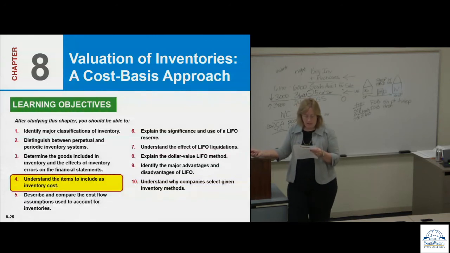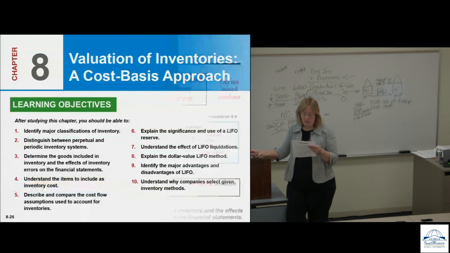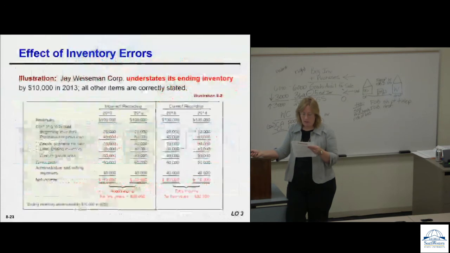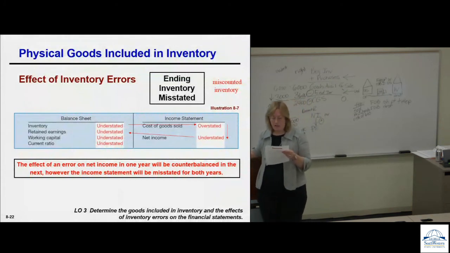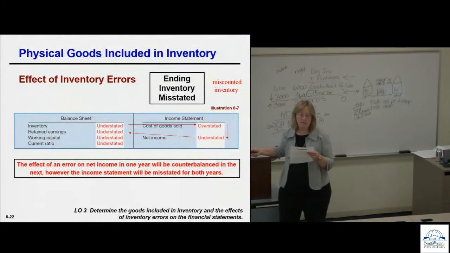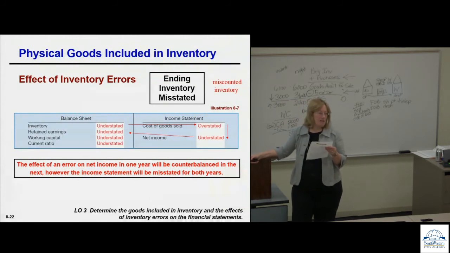All right, number 3, goods purchased FOB shipping point. Are those our goods? Goods purchased FOB, yes. So that's an inventory. Goods purchased FOB destination that are in transit. Are those our goods? No, so they don't go on our balance sheet. They don't go anywhere on our statements.